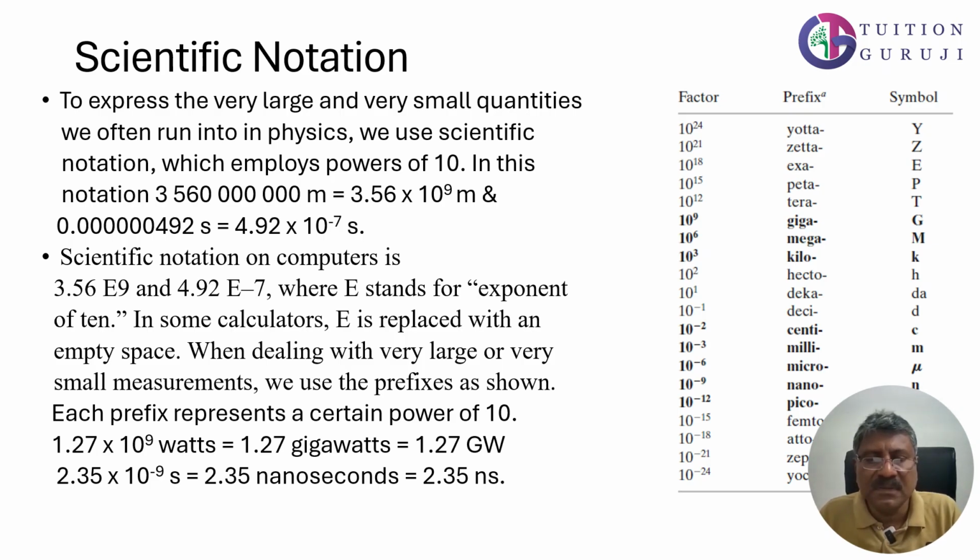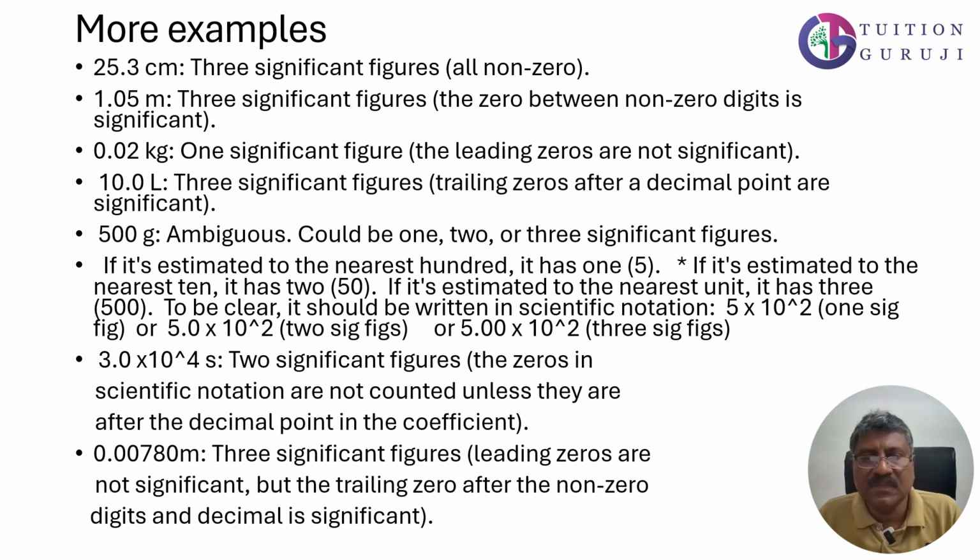Each prefix represents a certain power of 10. For example, 1.27 × 10^9 watts is 1.27 gigawatts. 2.35 × 10^-9 seconds is equal to 2.35 nanoseconds. Let us see some more examples.